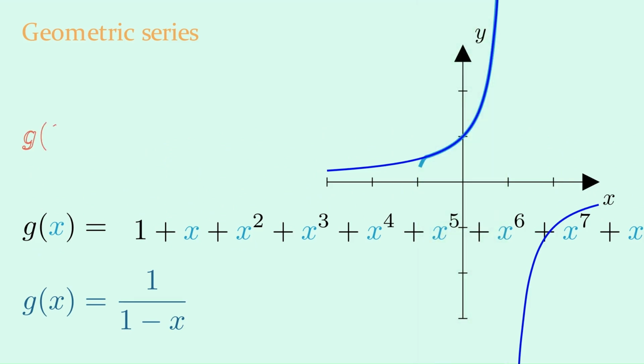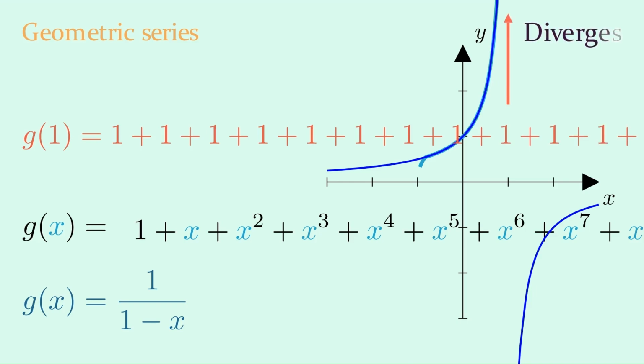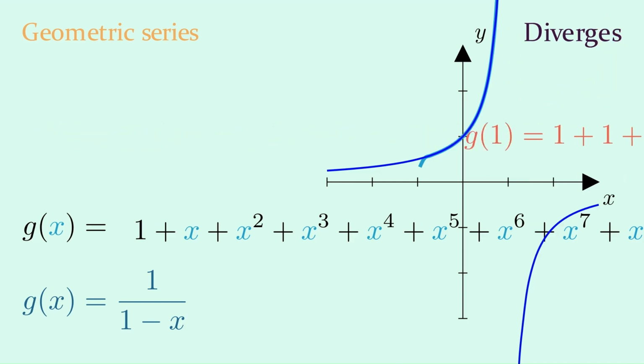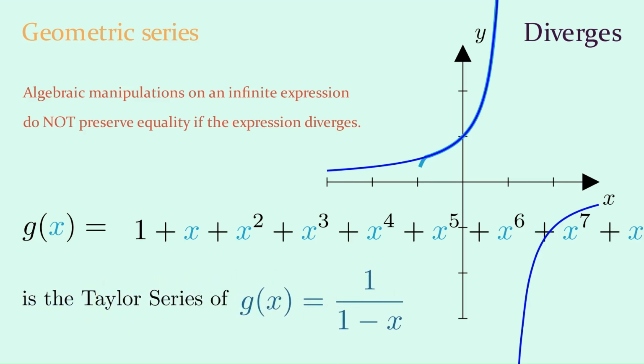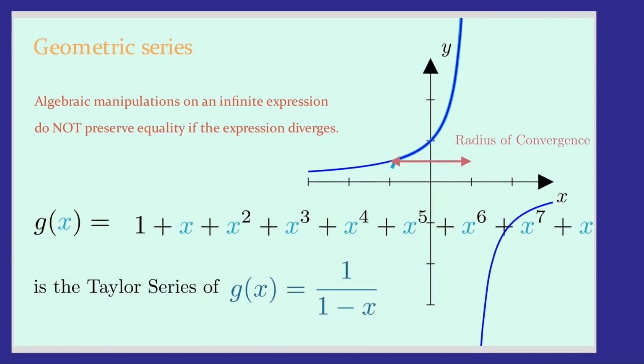At a value of 1, it does what you'd expect. Adding an infinite sequence of 1s diverges to infinity. The same goes for inputs greater than 1, although our concise representation seems to disagree. Turns out, I silently lied to you 30 seconds ago. Doing algebraic manipulations on an infinite expression does not preserve equality if that expression doesn't actually converge, which here it does not. This subtlety ends up meaning that any of these infinite polynomials, also known as Taylor series, are only valid out to their radius of convergence.